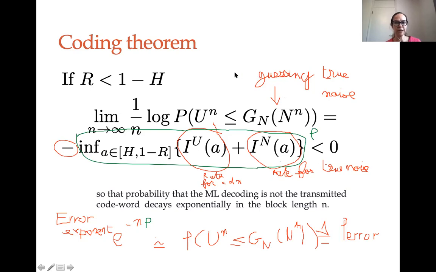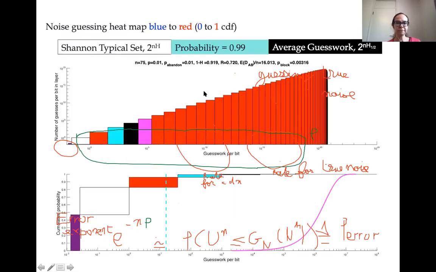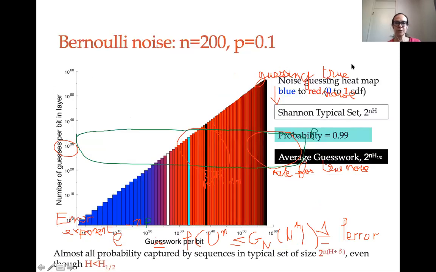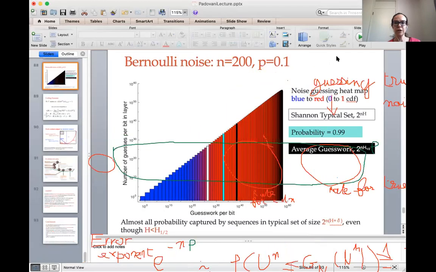of the error exponents. Let me take a second here and go over what are some of the schemes that you can then describe in terms of behavior.